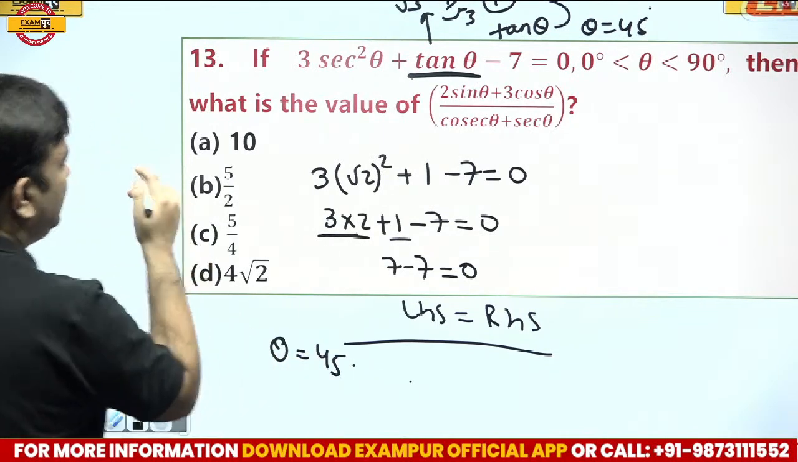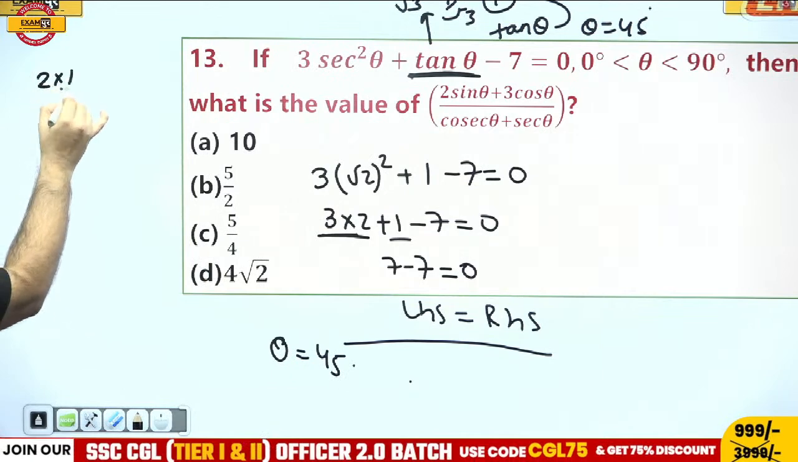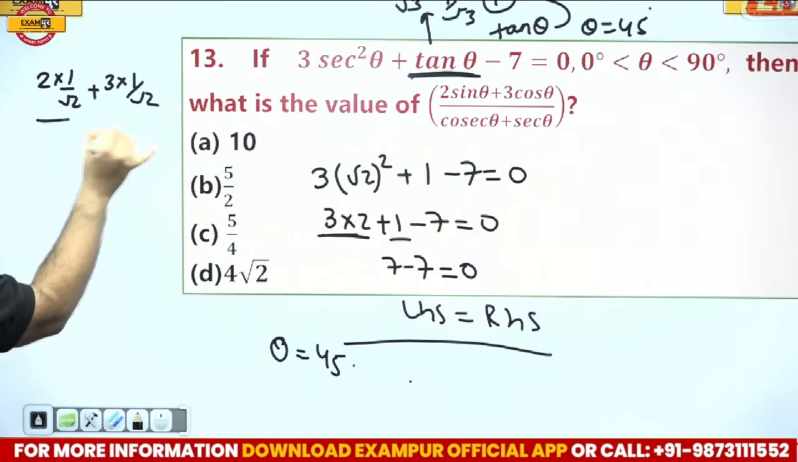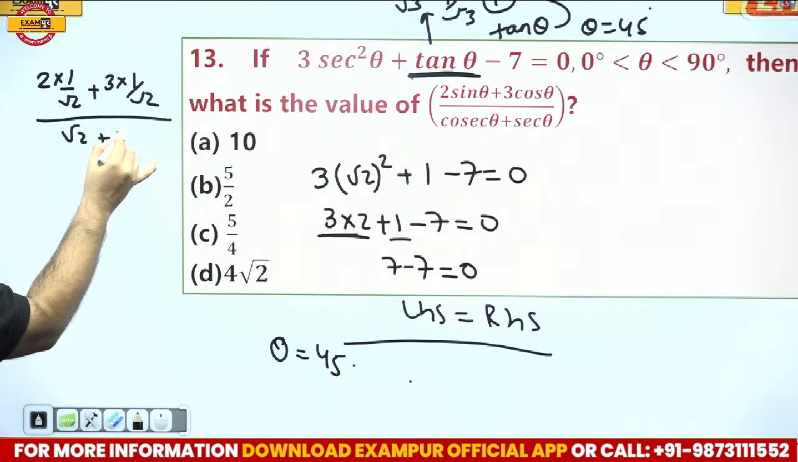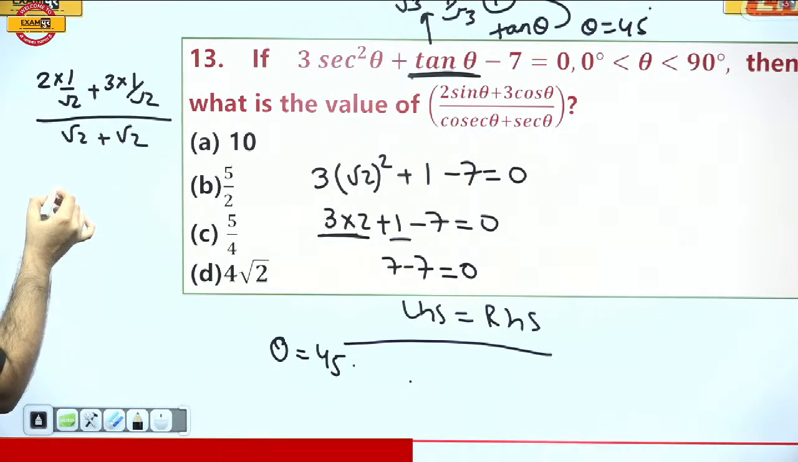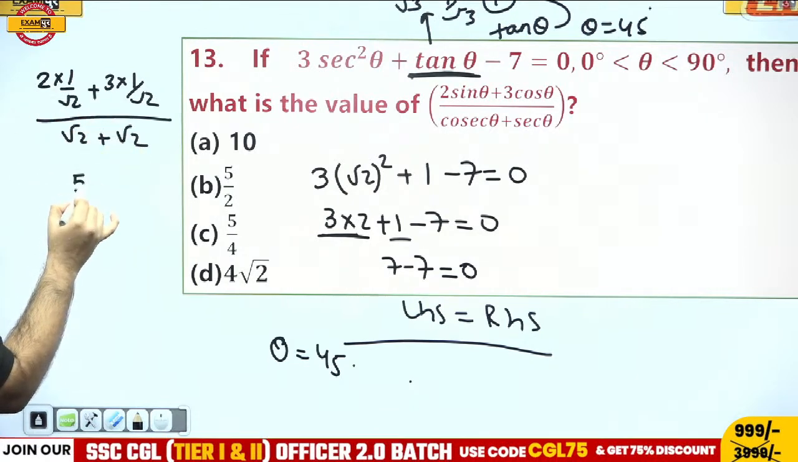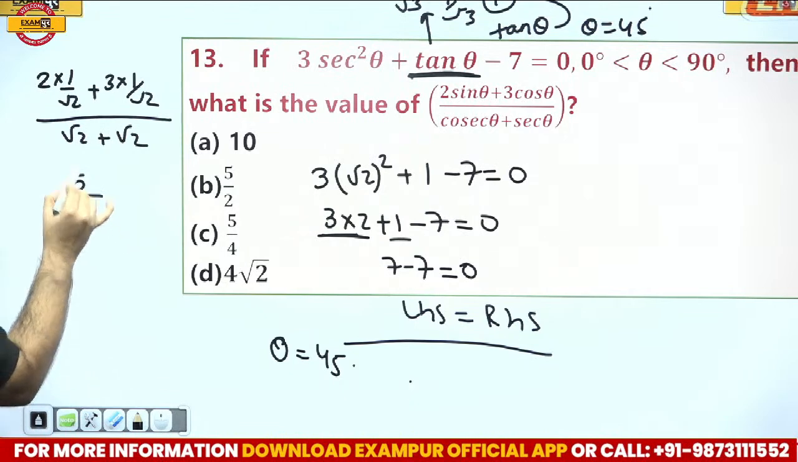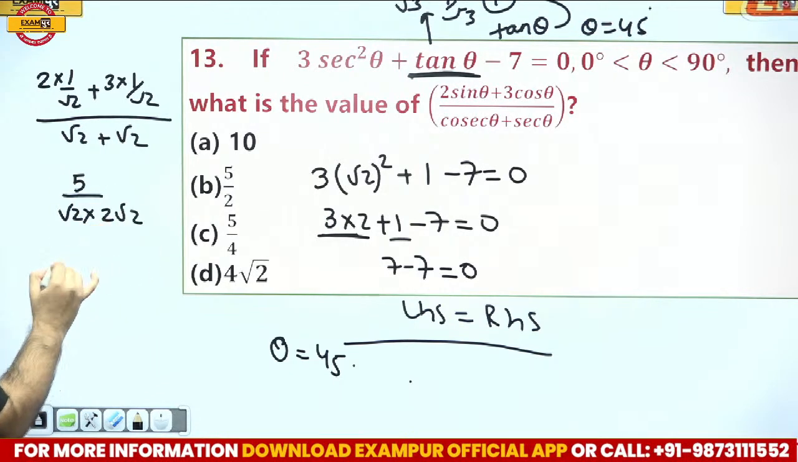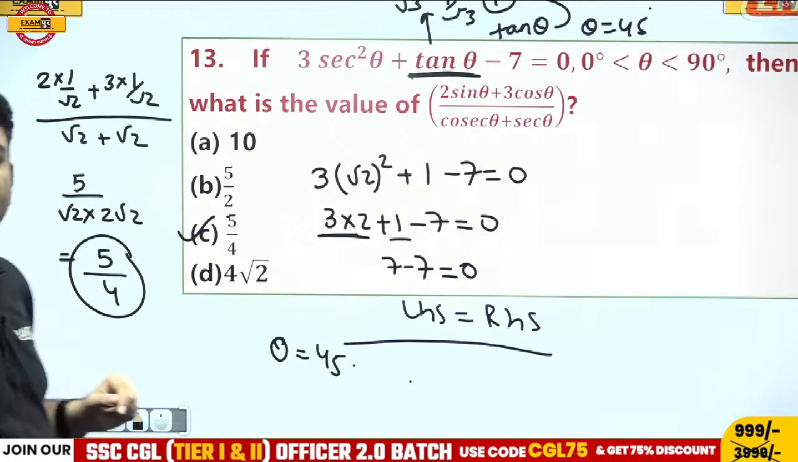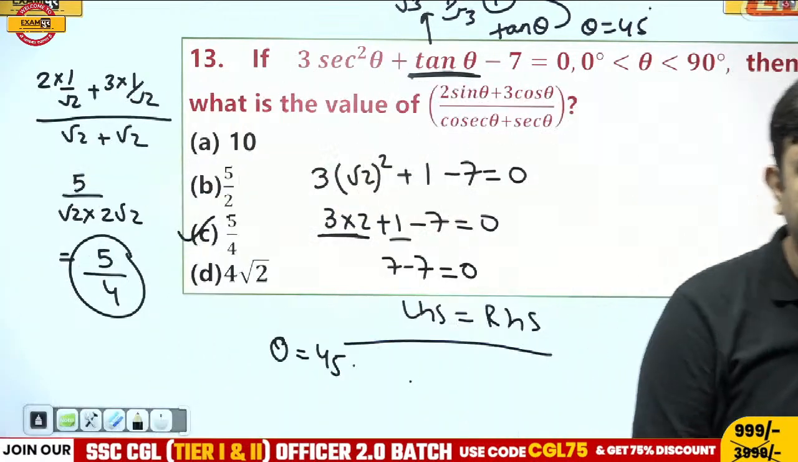Theta is 45. Sin 45 is 1 by root 2. Cos 45 is 1 by root 2. Cosec 45 is root 2 plus sec 45 is root 2. So 2 by root 2, 3 by root 2 is 5 by root 2. And this is 2 root 2. So 5 by 4 is the answer, guys.